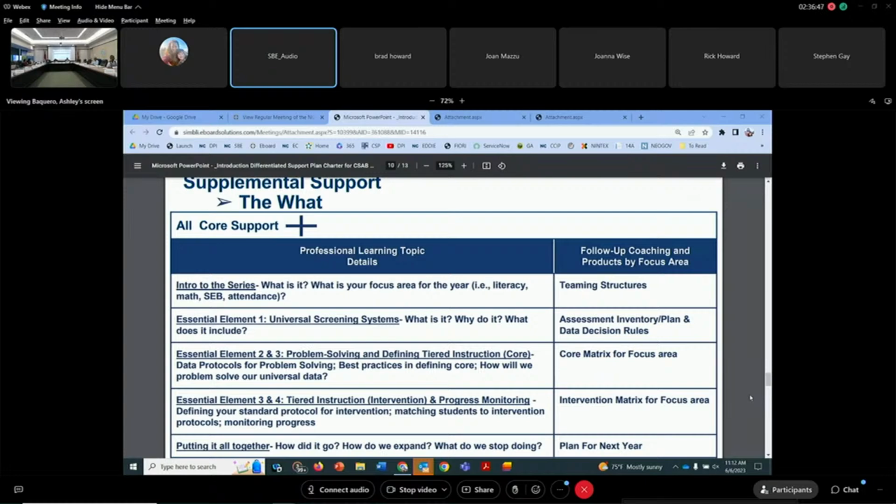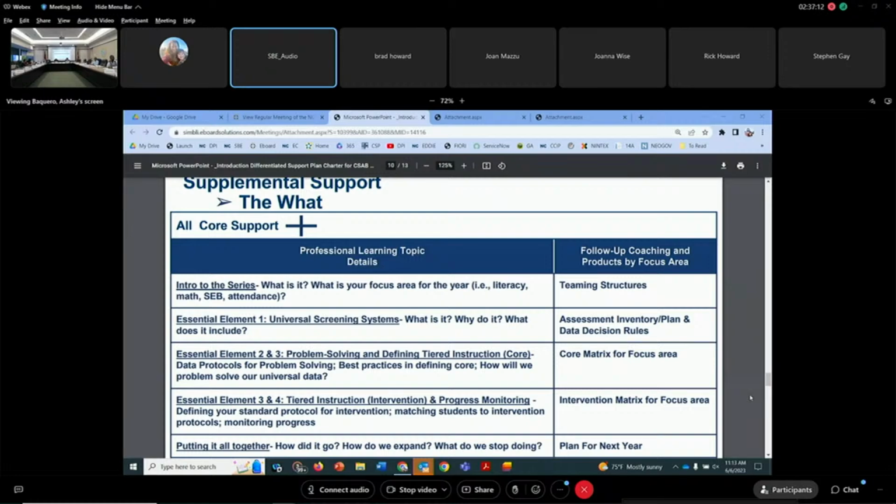So just a little bit more about what that supplemental support will look like next year. Again, this is in addition to our core support. It's going to be professional learning as well as follow-up coaching in a virtual format for school teams. Following each part of the series, we hope that schools will have a tangible product that will serve as a part of their full implementation of the framework for school improvement.